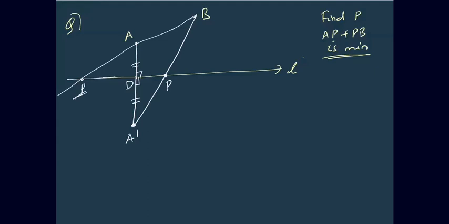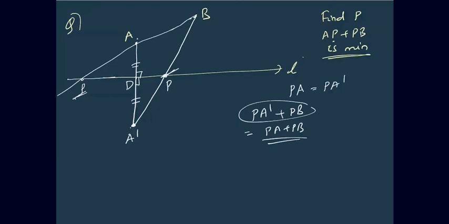Notice that since A dash is the reflection of A, I can write PA as PA dash. And now I'm saying that PA dash plus PB is equal to PA plus PB. So this point P is the minimum one. This point P is the required point. This is my claim, so let us just prove it.